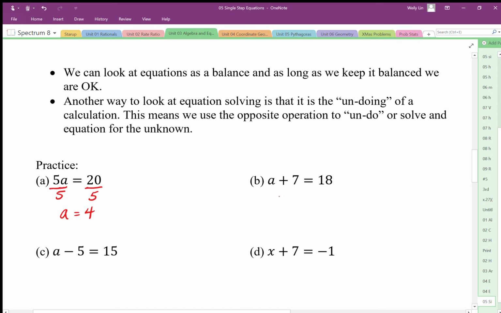And to get rid of the plus 7, I want to undo with the minus 7. Minus 7 on both sides. Remember that I have to keep that balanced. Zero pair. A is equal to 11. We can check again. 11 plus 7 equals 18.